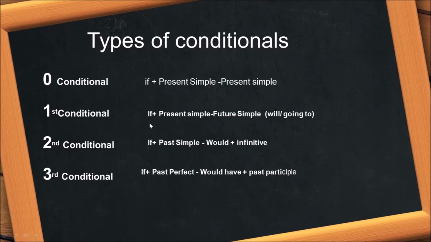First conditional: if plus present simple to form the if clause and future simple or going to form the main clause. For the second conditional, we need if plus past simple for the if clause and would plus infinitive for the main clause. While for the third conditional, we need if plus past perfect to form the if clause and would have plus past participle to form the main clause.